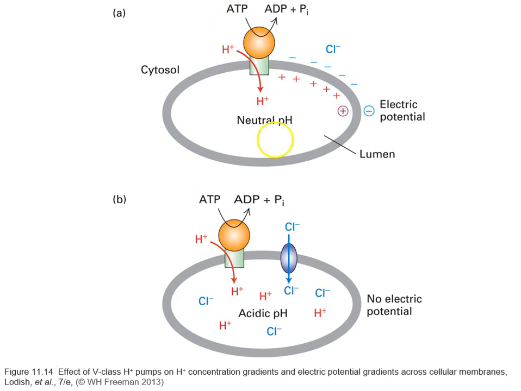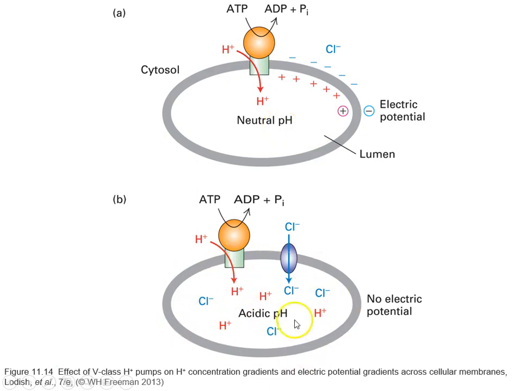So if we have our organelle right here, then the V-type ATPase is going to pump hydrogen ions in. And again, we're going to need the ATP hydrolysis because that will pump in the hydrogen ions against a concentration gradient. So now we have, for some organelles, that will also create an electric potential because you're pumping protons in.